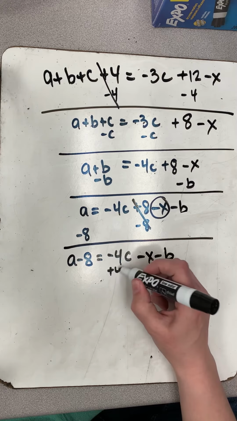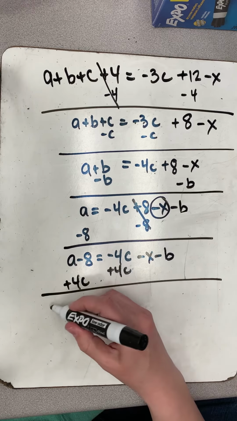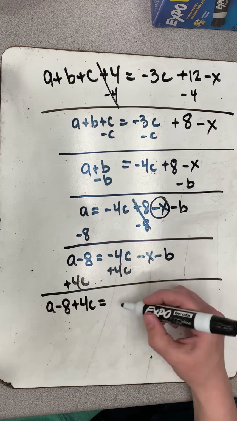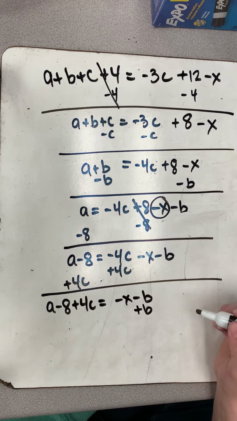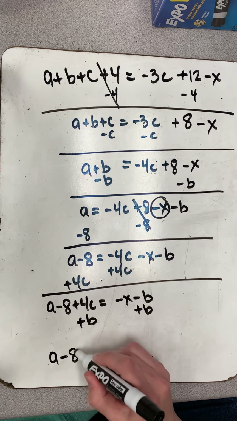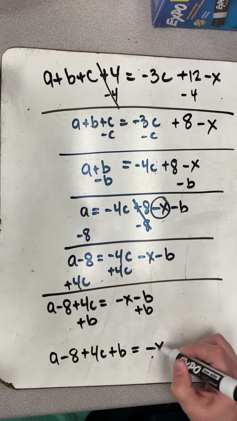So let's add 4C over. So I'm going to add 4C over here. So A minus 8 plus 4C is equal to negative X minus B. And then I want to add B. So then over here I'm going to add B. So I have A minus 8 plus 4C plus B is equal to a negative X.